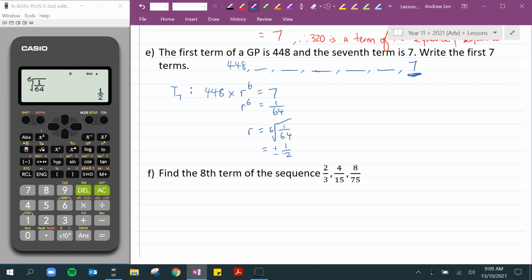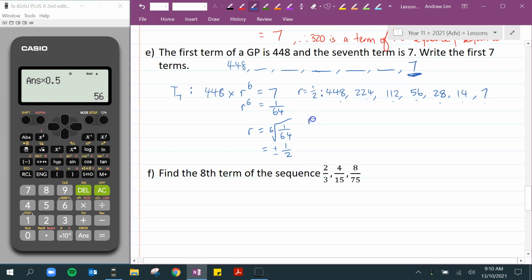So let's start off with when the ratio is positive half. If the ratio is positive half, we take our first term, 448, and times it by half. 224, times it by half, 112. And we can keep halving it. 56, 28, 14, 7. Let's just double check that. 1, 2, 3, 4, 5, 6, 7. Yes, the seventh term is 7. So that is when r is equal to half.